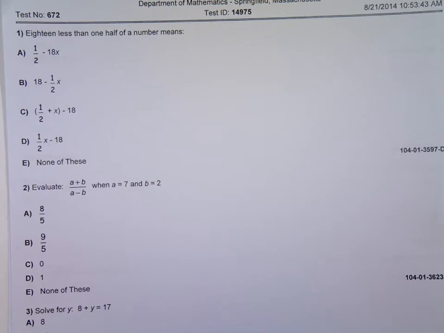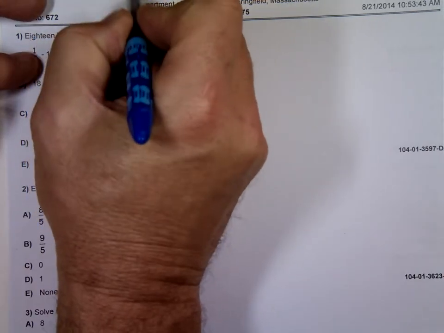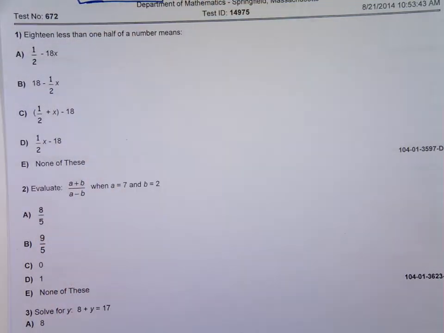This is a review of the last three chapters, chapters 4, 5, and 6. This is test number 2.